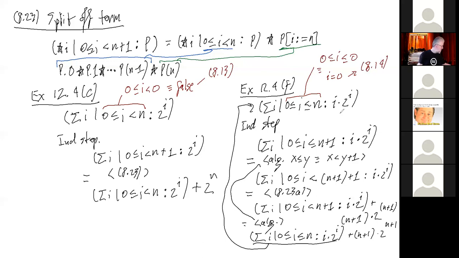And of the examples in 12.4, there's 7 examples, and 1, 2, 3, 4 of them have less than or equal to n, and 3 of them have less than n. And so 4 of them you would do this way, like I talked about with F, and 3 of them you would do this way, like I talked about with C.